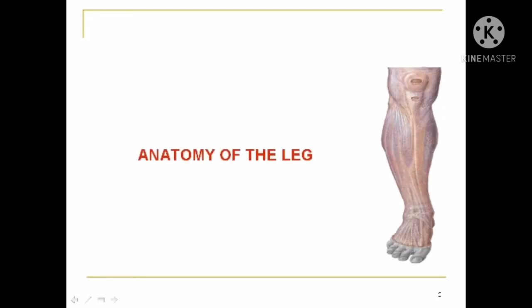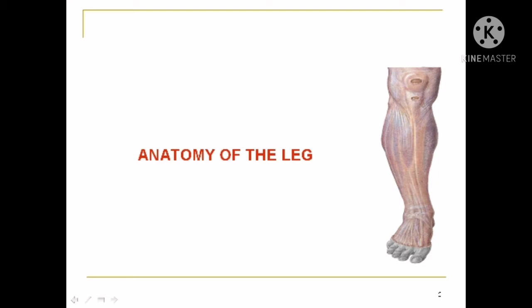The leg is the part of the lower limb which is in between the foot and the thigh region, or more precisely, you can say the area between the knee joint and the ankle joint.